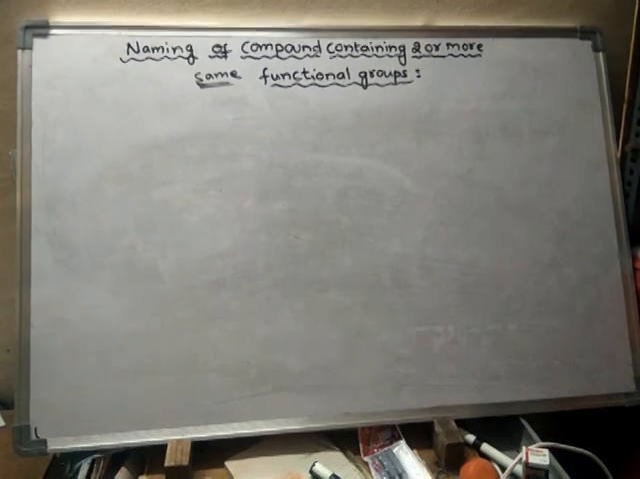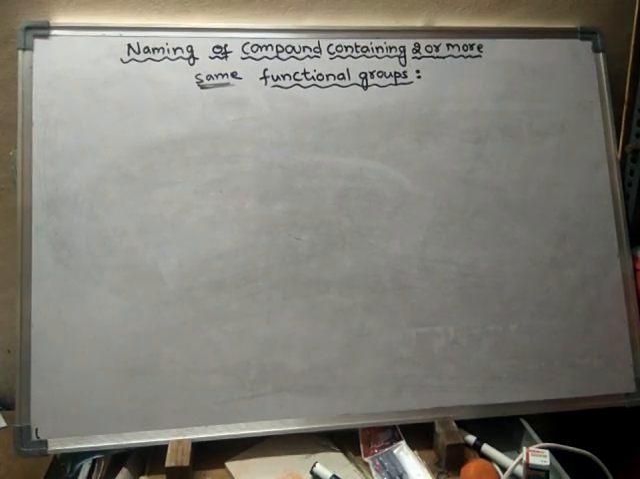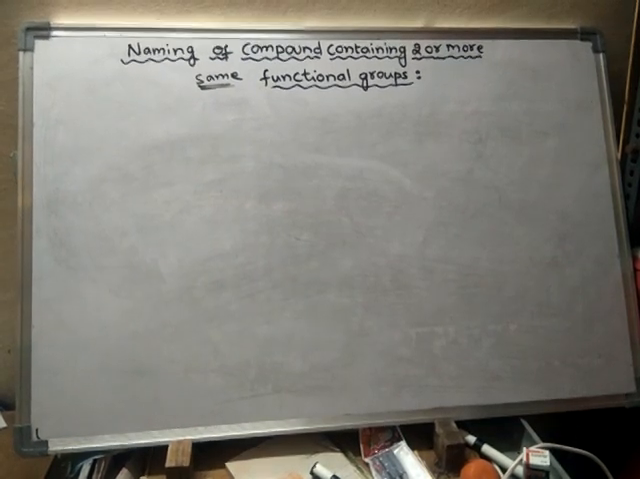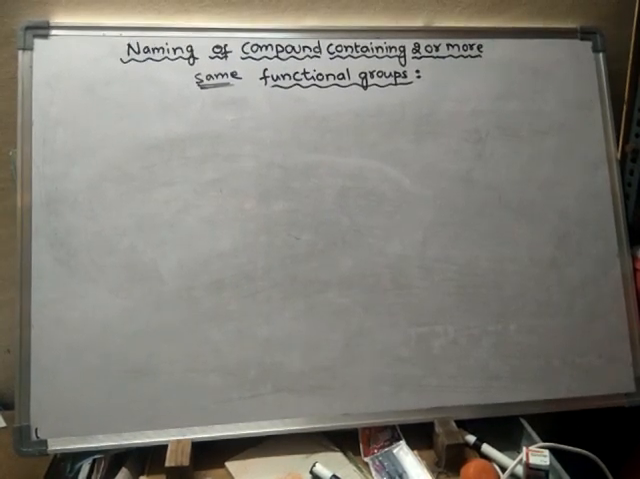In the next video we will learn about the rules for naming of organic compounds containing 2 or more different functional groups, and also rules for naming when multiple bonds, side chains and functional groups are present. So we will learn in the next video.